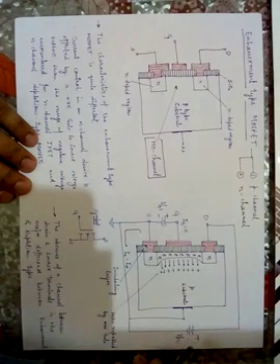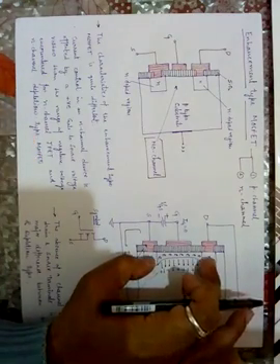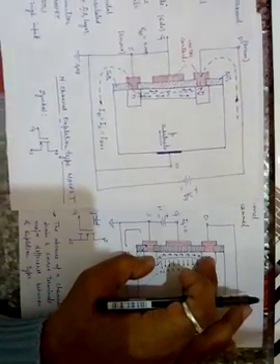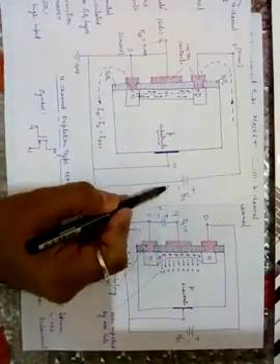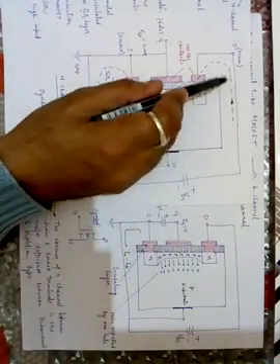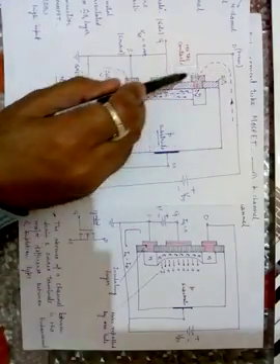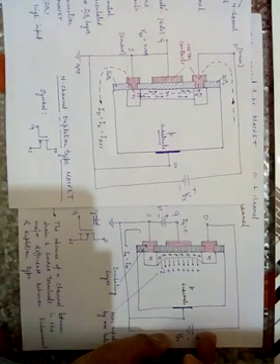Now we apply the drain as a positive voltage. What will happen then? This positive voltage will create an electric field, the same as the electric field created above in the depletion type. Check here, this is the depletion type. Here we have connected positive and negative. Current is flowing like this, ID. You can see the current direction here. Same here, the current will flow when I apply VDS positive.